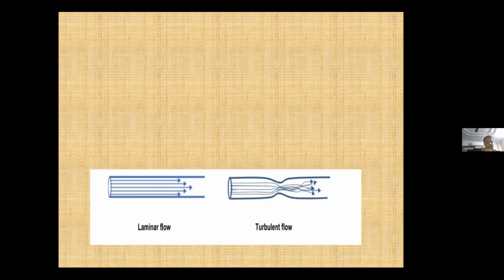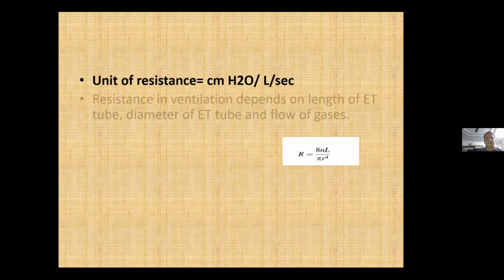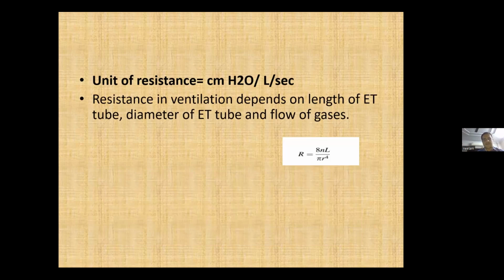So that is why you have to take care that there is no partial block or secretions in the endotracheal tube. Then the unit of resistance is centimeters of water per liter per second. Centimeters of water is for pressure. What I told is resistance is nothing but the change in pressure by flow. Flow is always liters per second. In our ventilator also, whenever we set flow, it is always in liters per second. So pressure upon flow, that is centimeters of water per liter per second. That is the unit of resistance.